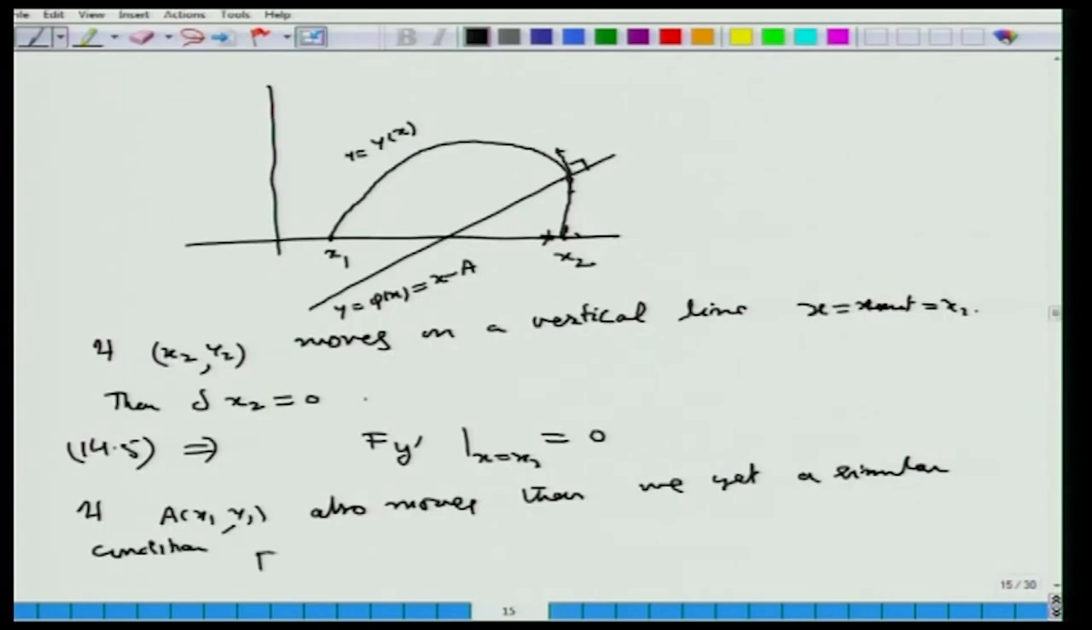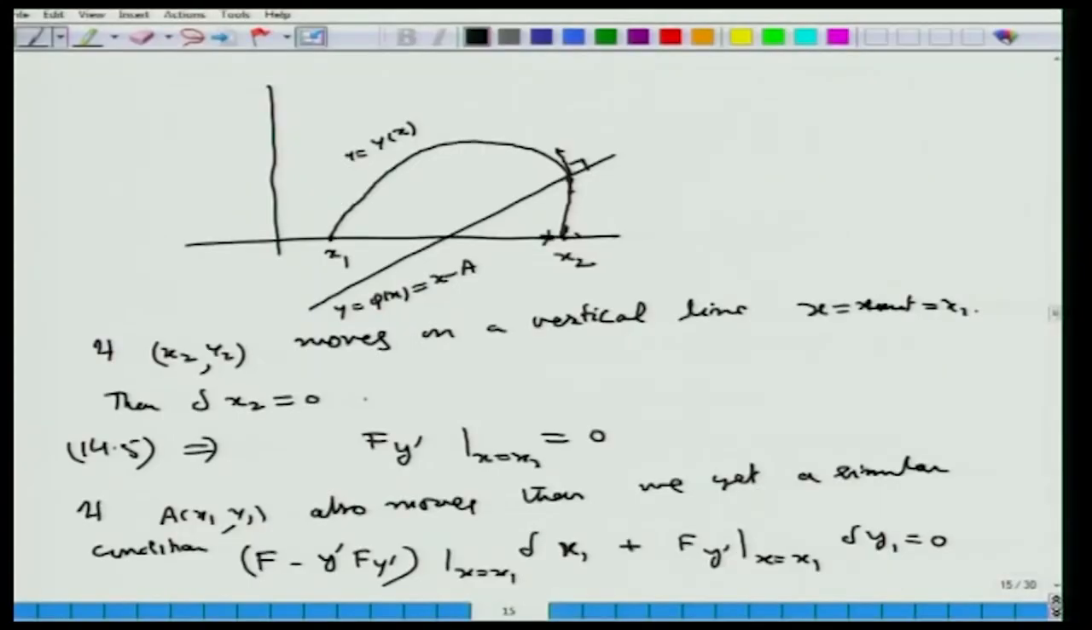that is, (f minus y prime f_y prime) evaluated at x equal to x1 times delta x1 plus f_y prime evaluated at x equal to x1 times delta y1 equal to 0. And since delta x1 and delta y1 can move freely, we get the coefficients 0. And if (x1, y1) also moves along a curve y equal to psi(x), we get a transversality condition there at the point in a similar manner.